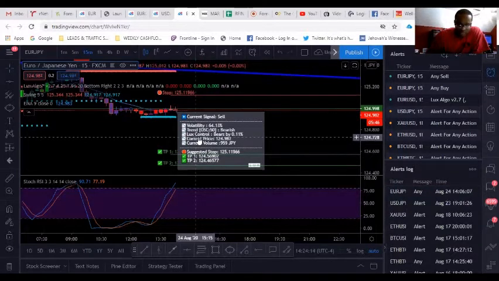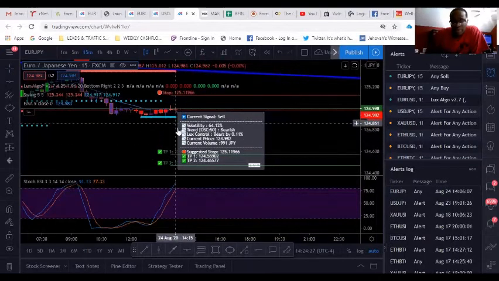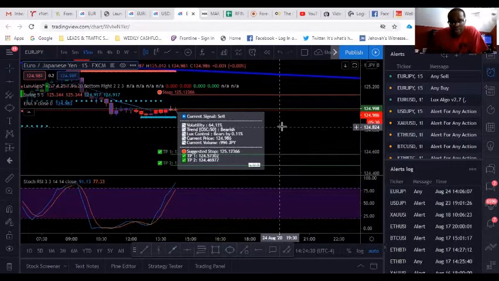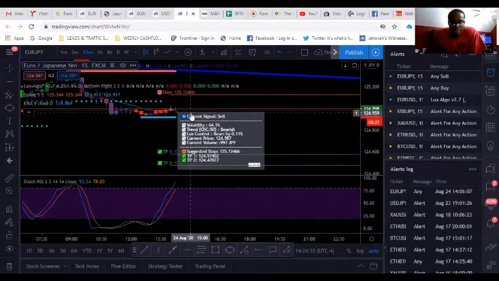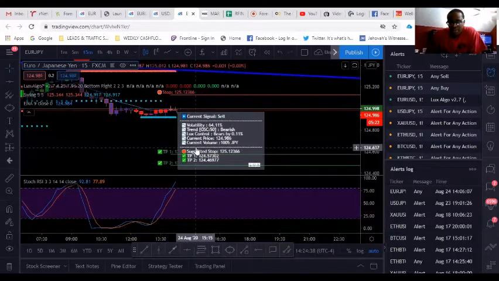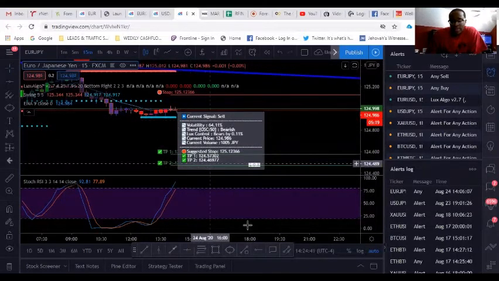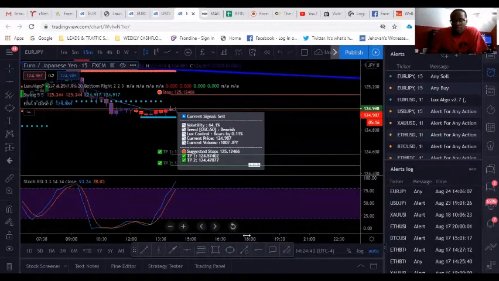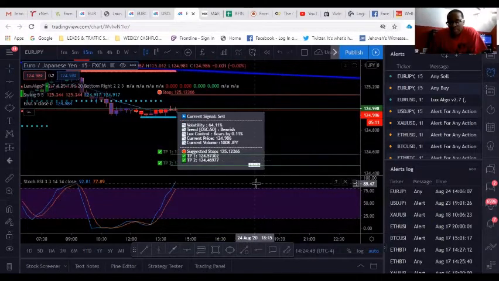Now, what I'm going to do at this point is sit on my hands and wait for it to alert me. Once it alerts me, then I'm going to put in my stop loss and my take profit based off of this. It's already telling me, but I'm going to confirm it with that alert. Then I'm going to put in my take profit and my stop loss.